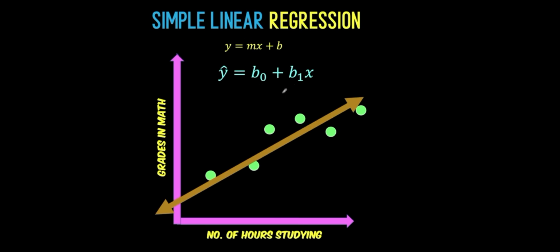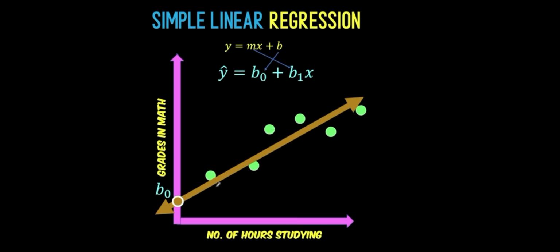Now, in our notation, this b sub 0 is now our y-intercept b, and the slope m is b sub 1. In this graph, this b sub 0 is the point of intersection between the y-axis and the regression line, and this b sub 1 is the slope. That means that it is the ratio of the change in y over the change in x. So b sub 1 is the slope.